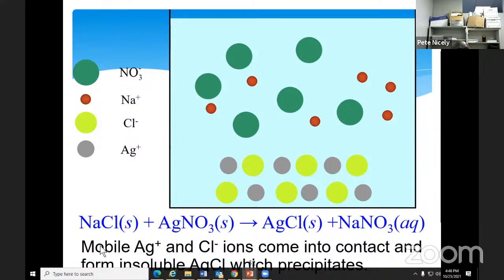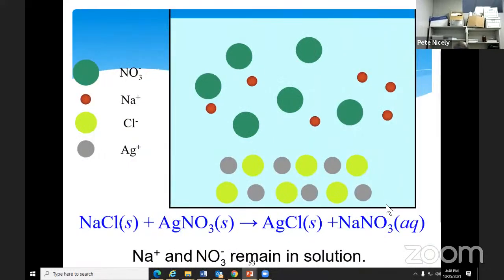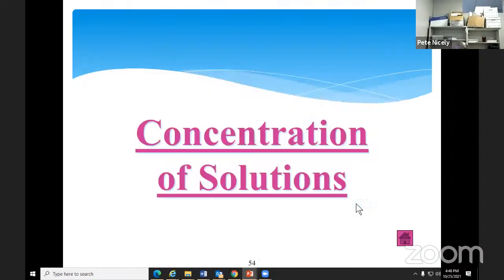The ions become free to move around and therefore will come into contact with each other to form the precipitate silver chloride. Okay, and also the sodium nitrate here, which remains in an aqueous solution, will simply float around and not react, all right? So basically the NaNO3 here actually exists as free ions that are basically floating around in the aqueous solution.